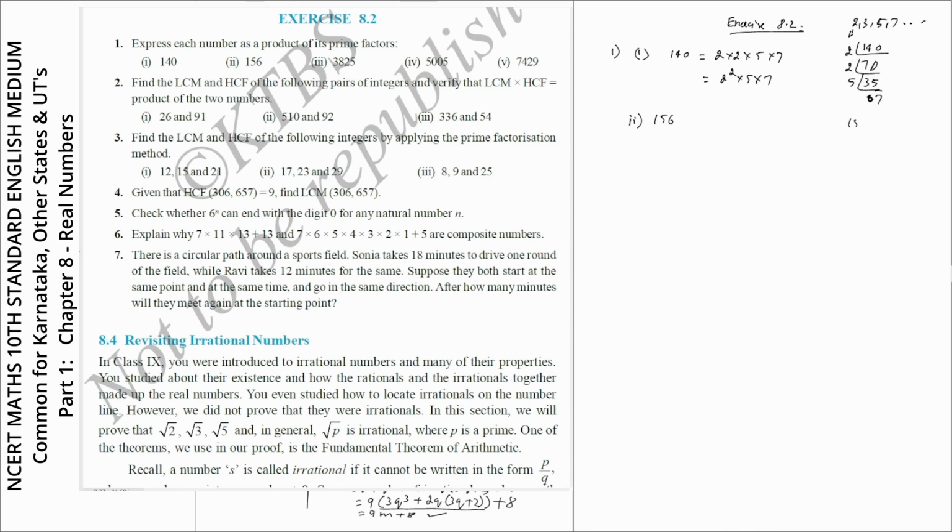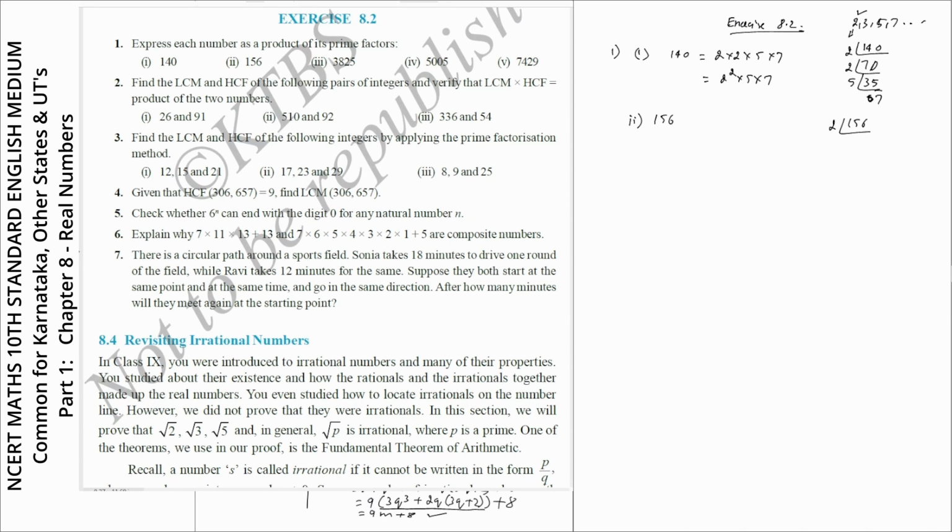So 156: always start by checking whether it is divisible by 2. 2 is the first prime number. First check with 2. If it is not divisible by 2, go for 3. Again, if it is not divisible by 3, go for 5. That way you can do it.